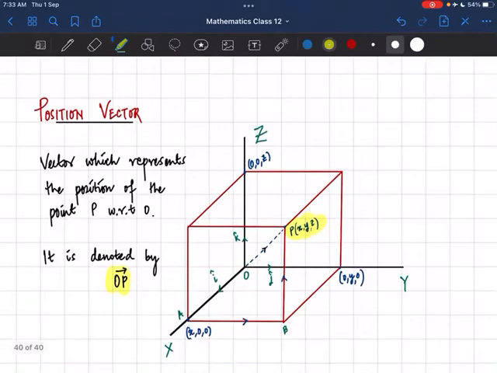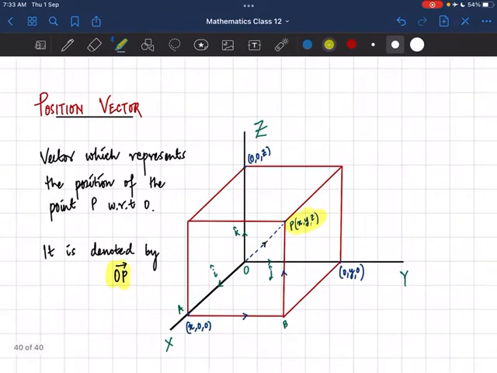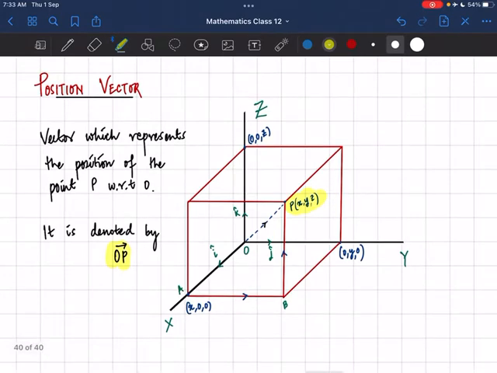So today I'm gonna do a little lesson on position vector. So what is actually a position vector? Suppose there is a point P in a three-dimensional space, and that point, you can see in here, is shown by a yellow highlight, point P, whose coordinates are x, y, z.